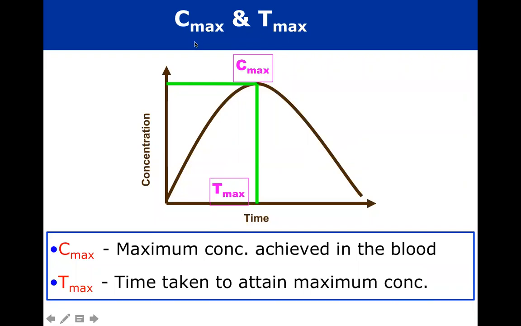We have concentration maximum, Cmax, and Tmax. Cmax is the maximum concentration achieved in the blood, and Tmax is the time taken to attain the maximum concentration. If we look at this graph, this is the maximum concentration, and this is the time to reach or attain the maximum concentration.